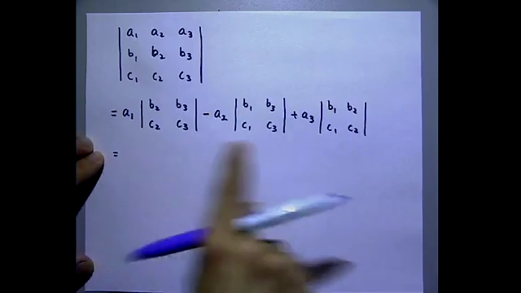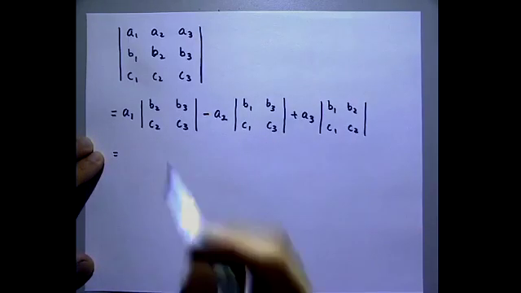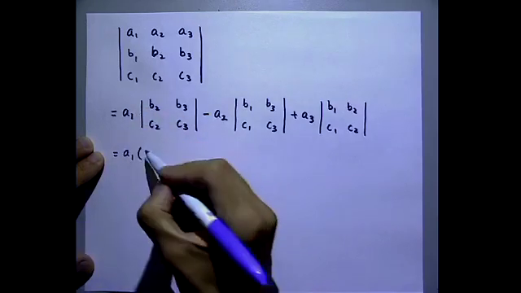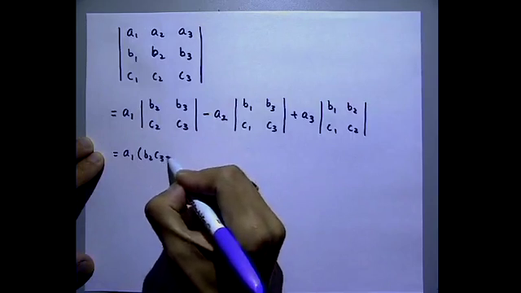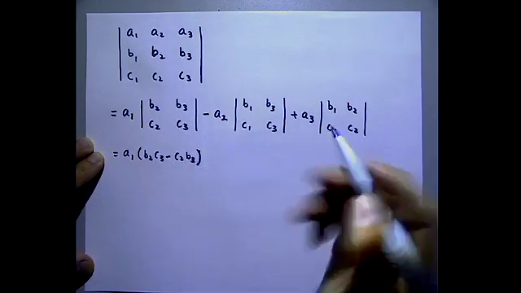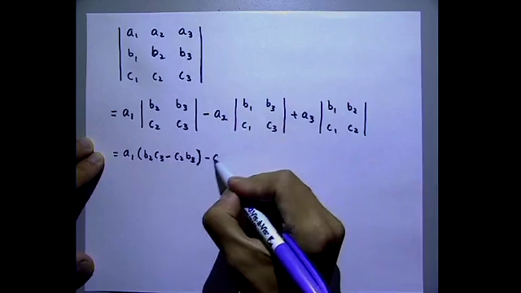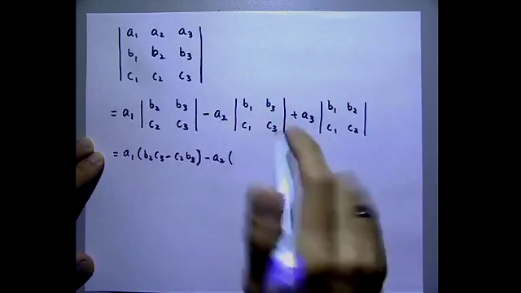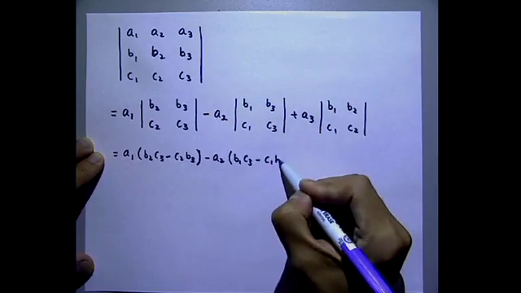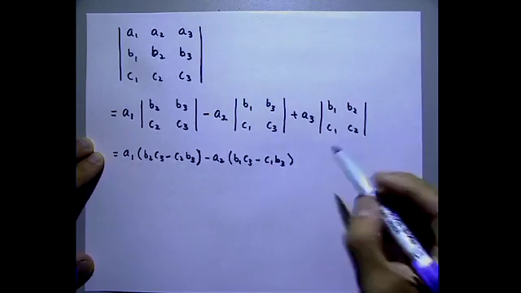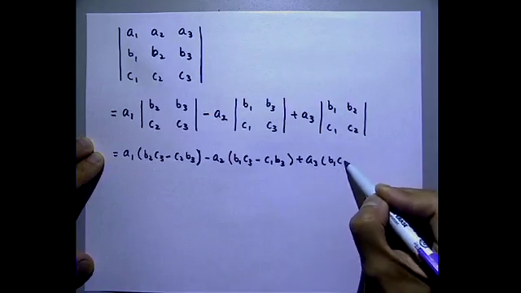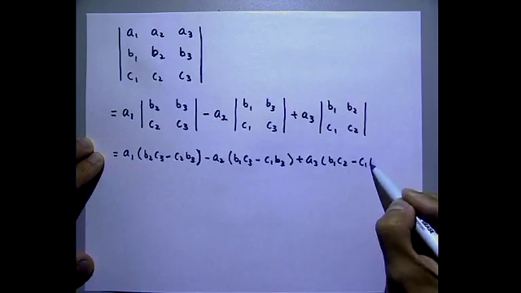And now we do 3 of these 2-by-2 determinants we just did earlier. Here's A1 times B2, C3 minus C2, B3, minus A2 times B1 times C3 minus C1 times B3, plus A3 times B1 times C2 minus C1 B2.